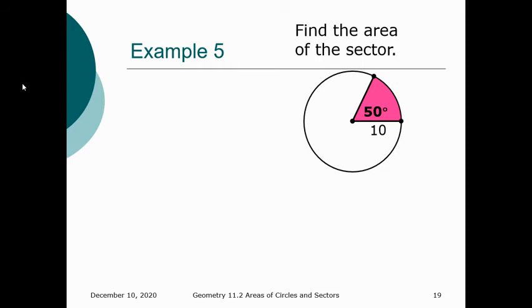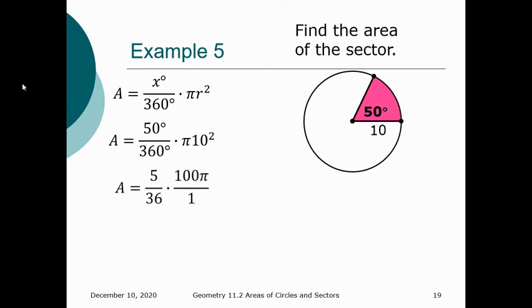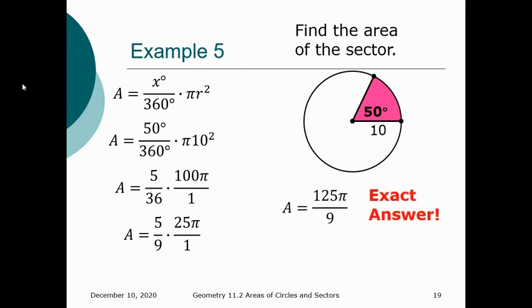We're going to find the area of this sector. All right, so x is 50 and our r is 10. The rest of this is just the math of simplification, okay? And you can just plug it into the calculator. If you simplify it, this is the exact answer, 125 pi over 9. And if the problem asks you for an exact answer, you will use pi because this is just an approximate answer. Can anybody tell me why the difference?